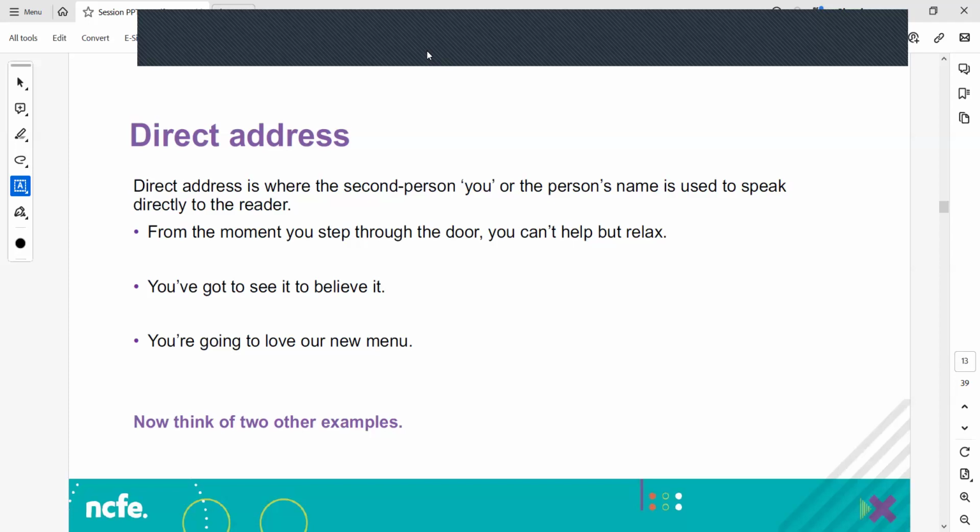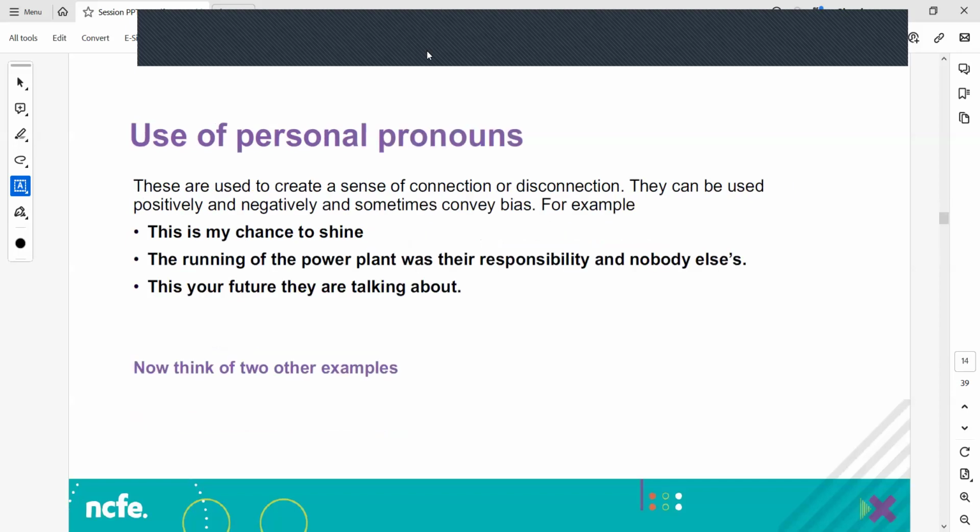Okay, so why do you think direct address would be used? So, for example, an advertiser or a marketer, why would they want to use you or the person's name in their text? To persuade the person. Yeah, to add another level of persuasion, to engage them, to make you feel that they're speaking directly to you. Good, well done.